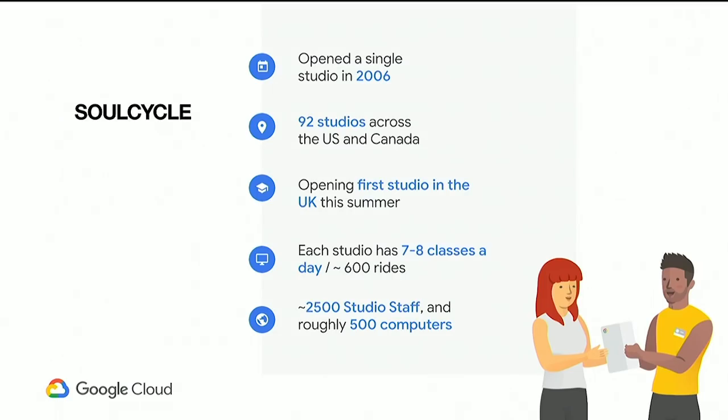So, SoulCycle opened in 2006. We had one studio, 30 bikes. And in the 13 years that we've been open, we're now at 92 studios. During times of rapid growth, that could mean 12 to 14 studios per year. And super excited to say that we'll be opening our first studio in London in, I want to say, June.